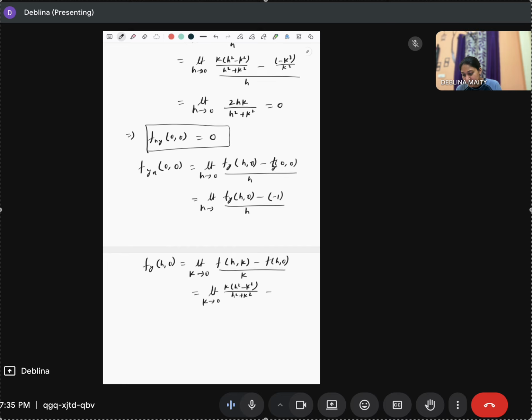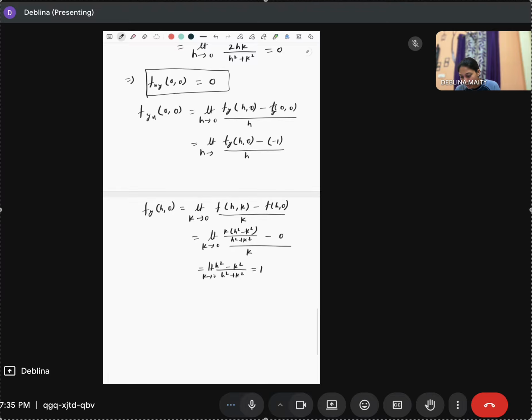So f_h(0,0) is what? Since y is 0, it is 0 by k. So it is actually h square minus limit k goes to 0 of (h square minus k square) by (h square plus k square). Since k is 0, it is 1, right? Since k goes to 0, this value is 1. So from this value, f_yx(0,0) now is what?